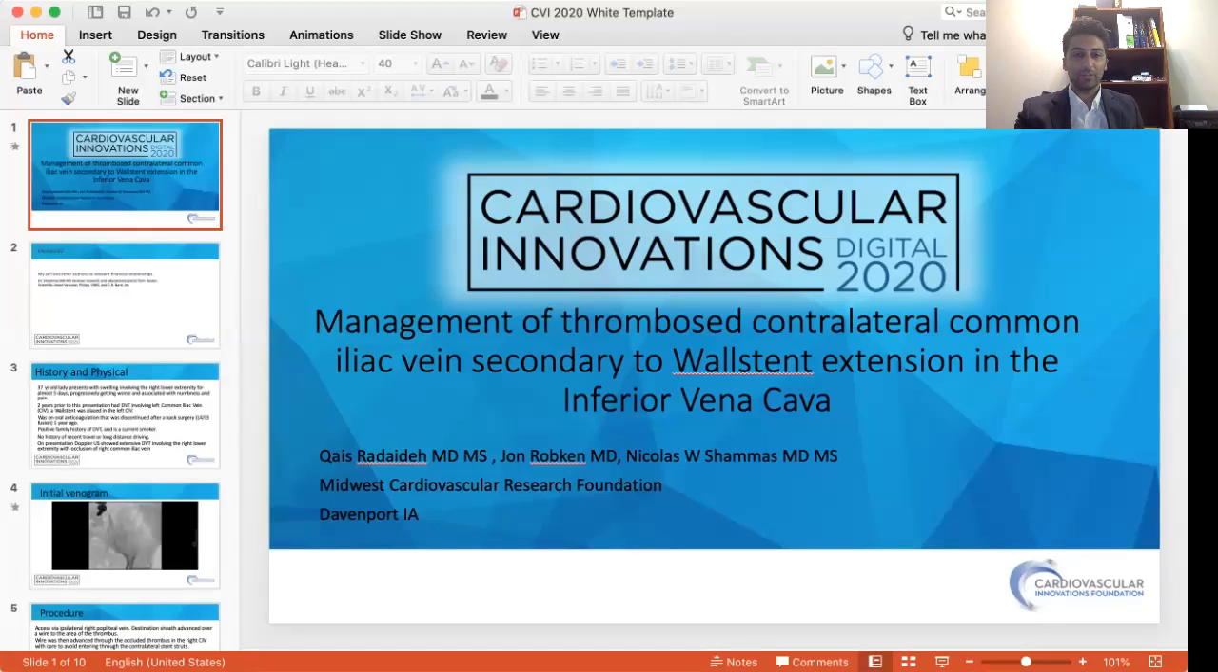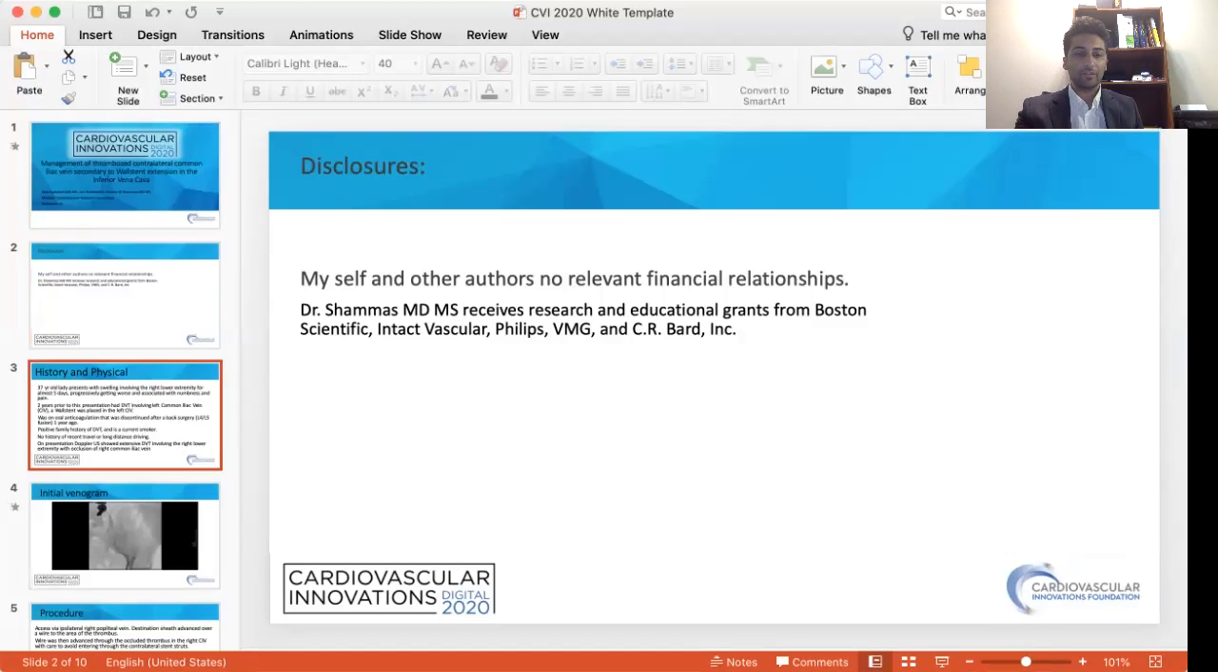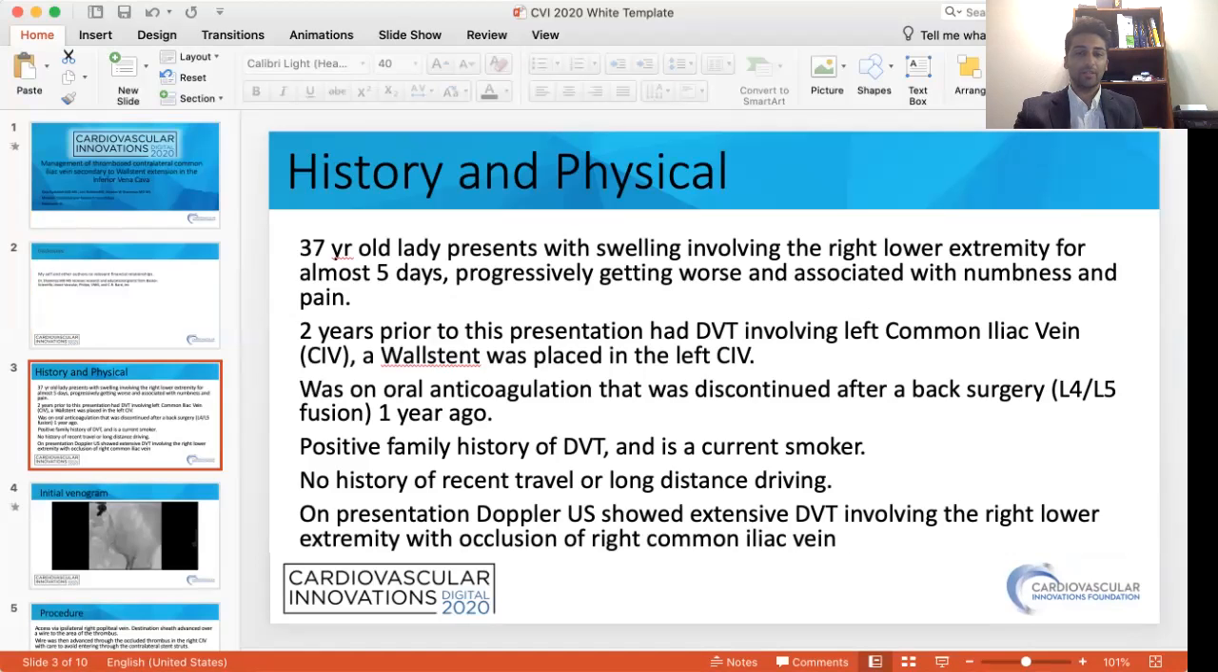We have this case: management of thrombosed contralateral common iliac vein secondary to jailing by a wall stent extending into the inferior vena cava. Nothing to disclose. So, a 37-year-old lady who presented with swelling involving the right lower extremity for 5 days duration. The swelling was so extensive that the patient started complaining of numbness and severe pain.